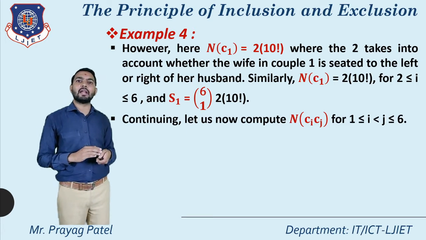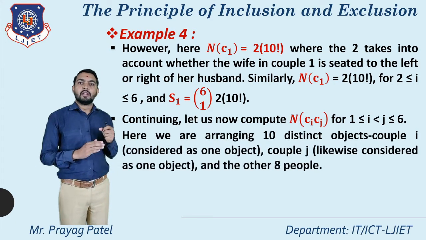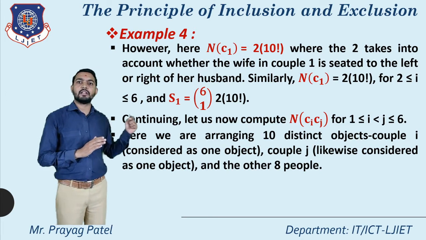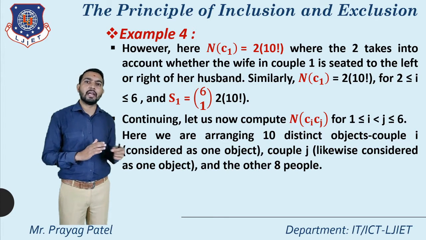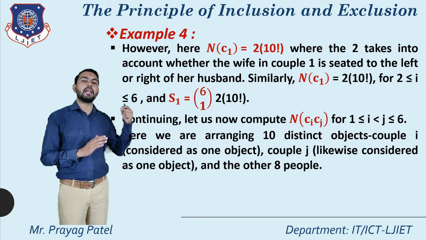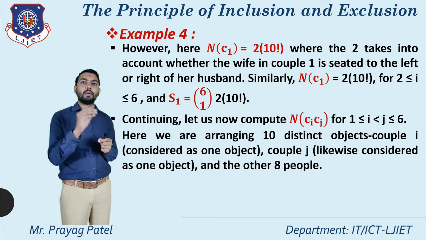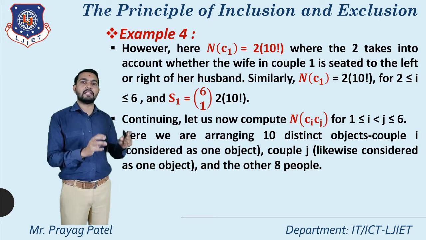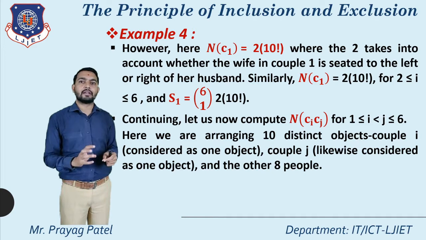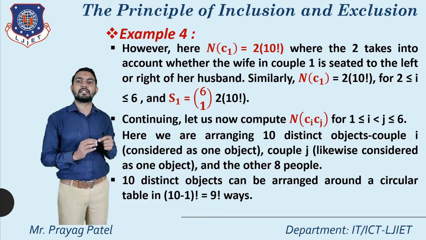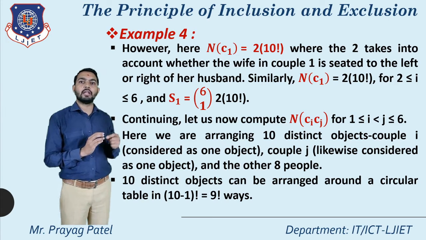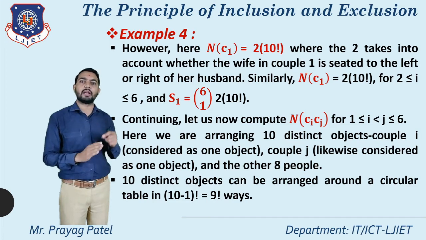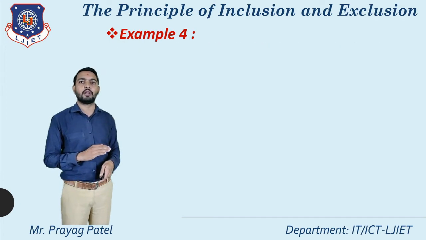Now in the same way we can find the value of n(Ci ∩ Cj). Here we are arranging 10 distinct objects: couple i considered as one object, couple j considered as another object, and the remaining 8 people. So C1 and C2 means the first couple and second couple are compulsorily arranged in couple way, so the remaining people are 8. So the arrangement is considered as (10 minus 1) factorial, which is 9 factorial, because 8 are individual people and 2 couples, so total is 10. So 9 factorial ways are possible for that.